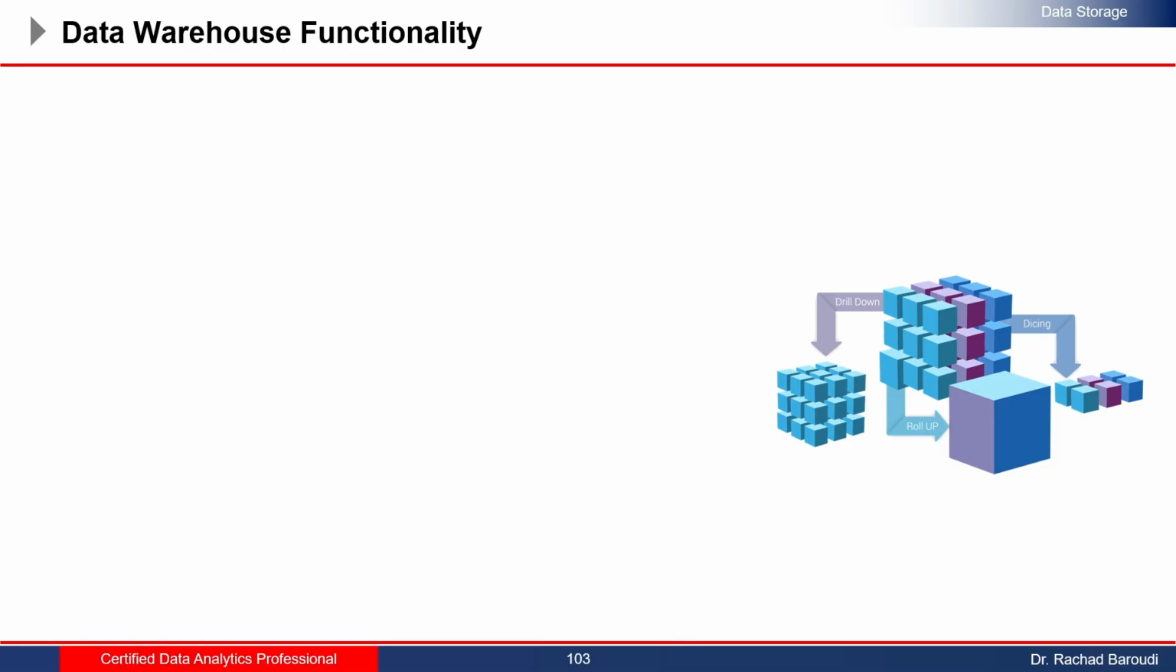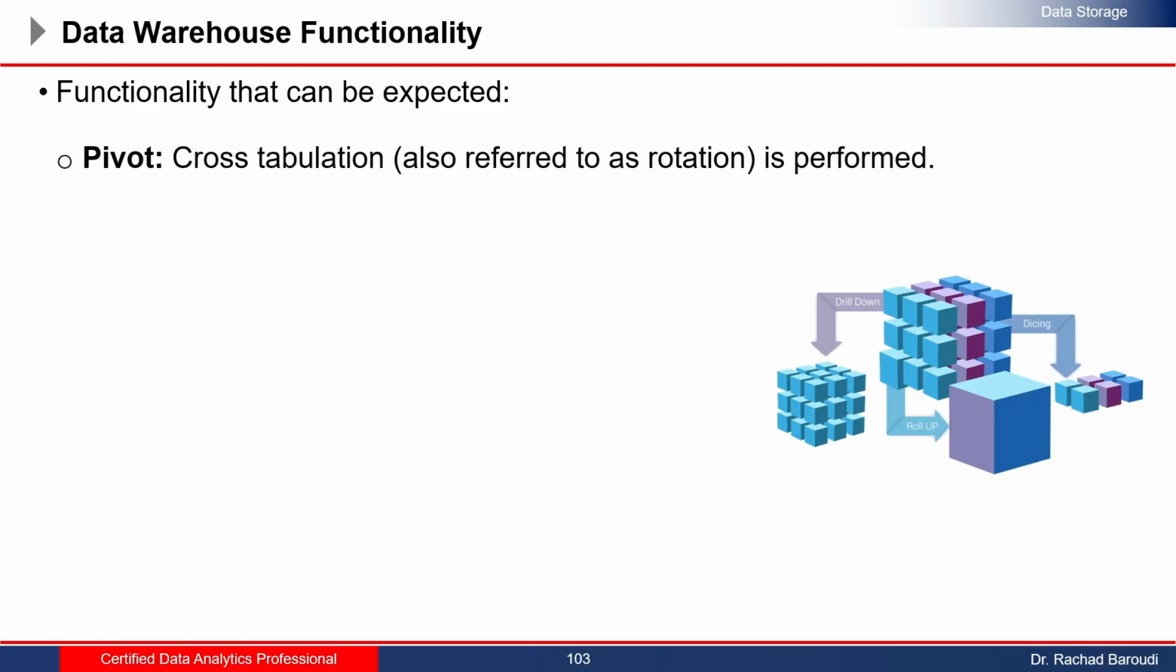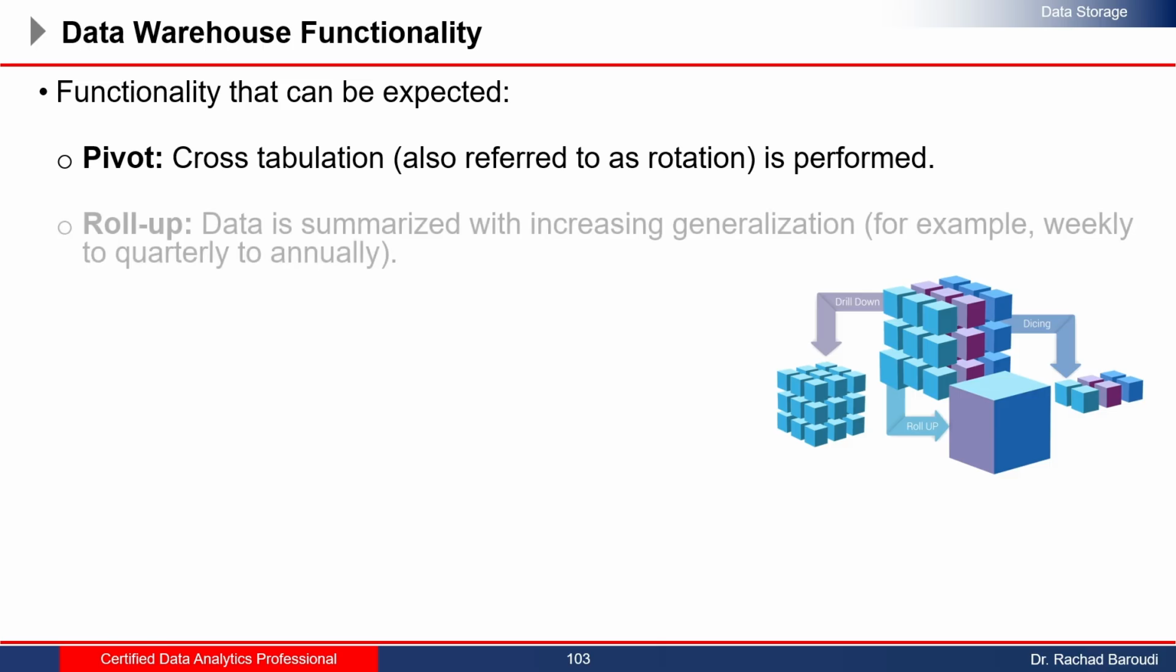Data warehouse functionality. Functionality that can be expected in any data warehouse, which is the pivot. Cross-tabulation is performed, also referred to as rotation. Very similar to the pivot table that we are using in Excel, for example.